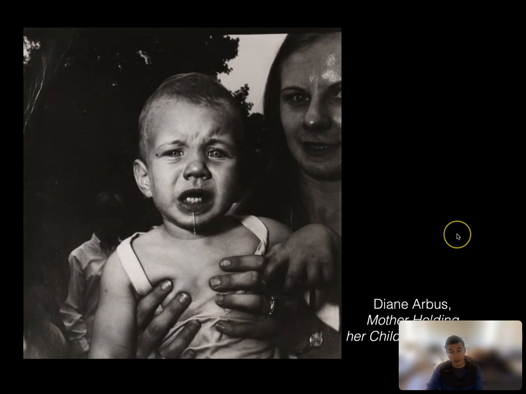This is a baby. This is also something that's related to a family. A mother holding the baby. The title, Mother Holding Her Child. Again, the focus on the facial expression.